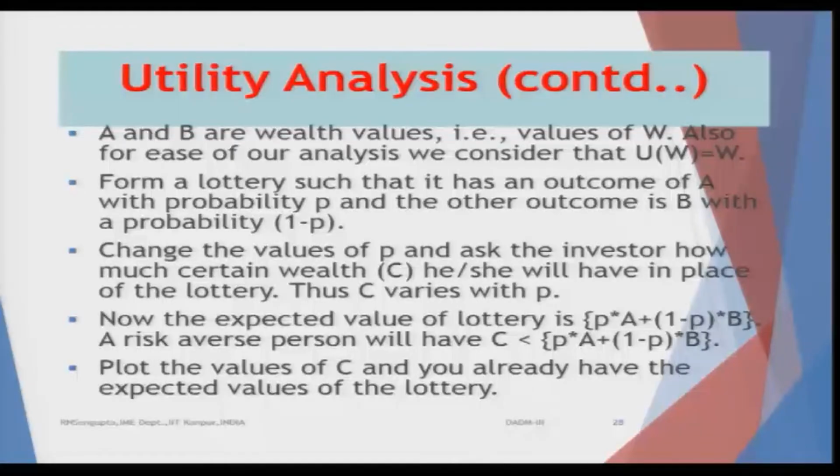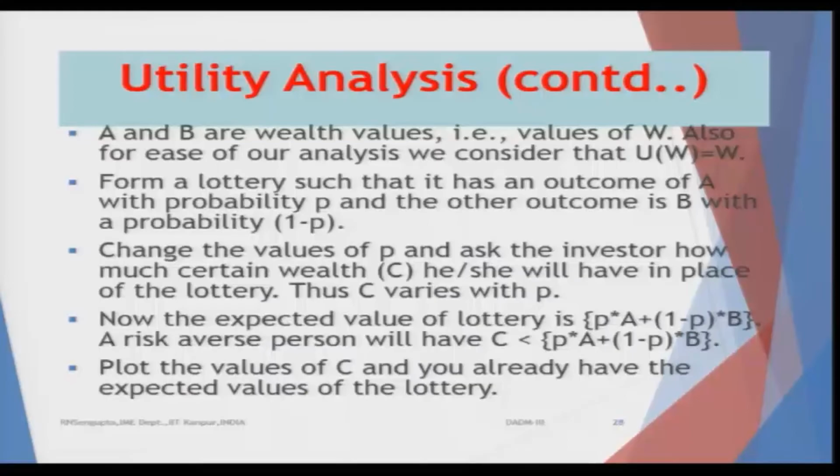So, let me explain. Whatever I have said, I am now going to explain with the PPT slide. A and B are the wealth values, that is the values of W, which is the wealth. Also, for ease of analysis we consider the utility function to be W. Now, this 45 degrees line was done as an experiment. It can be different graphs or curves depending on what type of utility function you are using, such that the expected value of A and B exactly matches the expected value of the certainty value depending on the utility function.